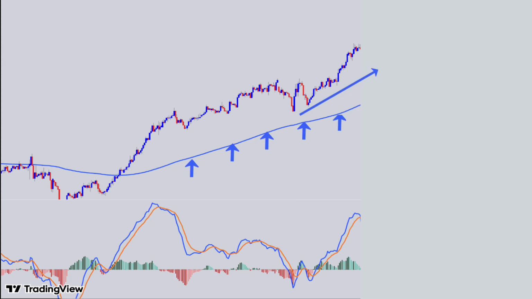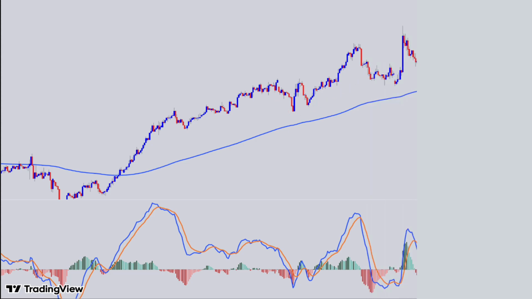And when you add our 200-day dynamic trend, which we added a few seconds ago, you can see whether the trend will continue, rebound, or change direction.